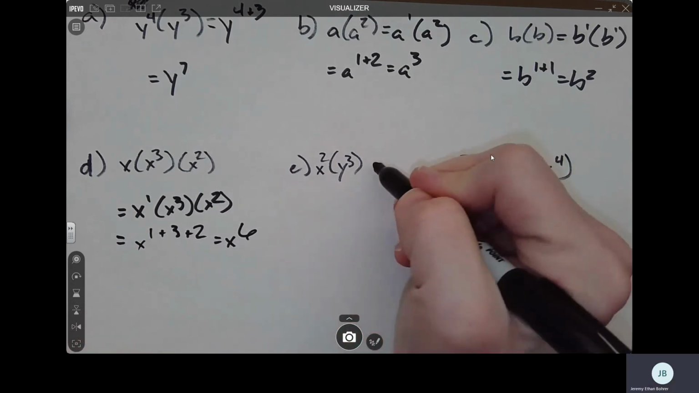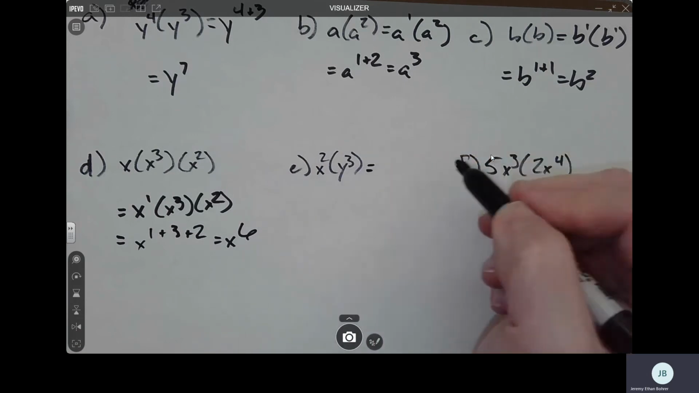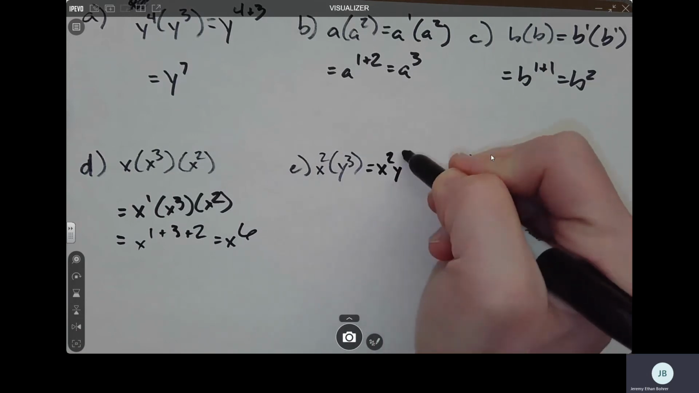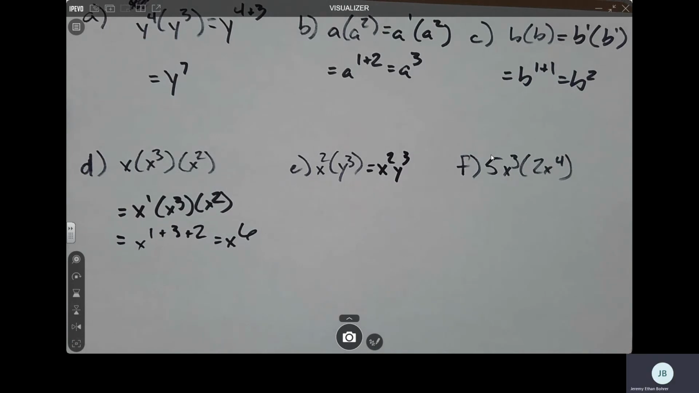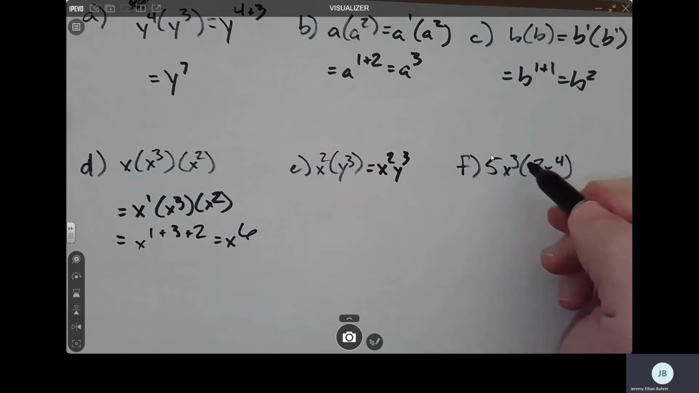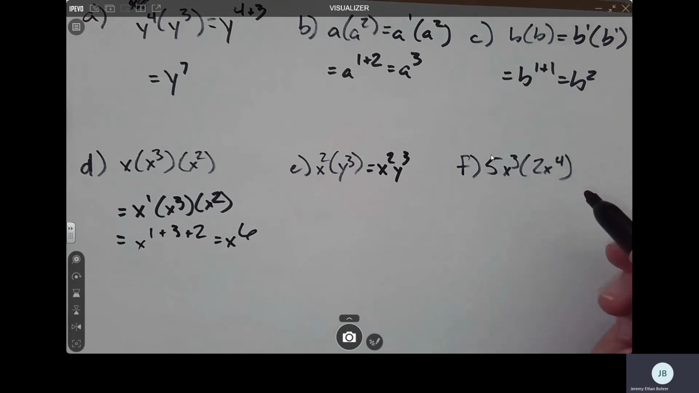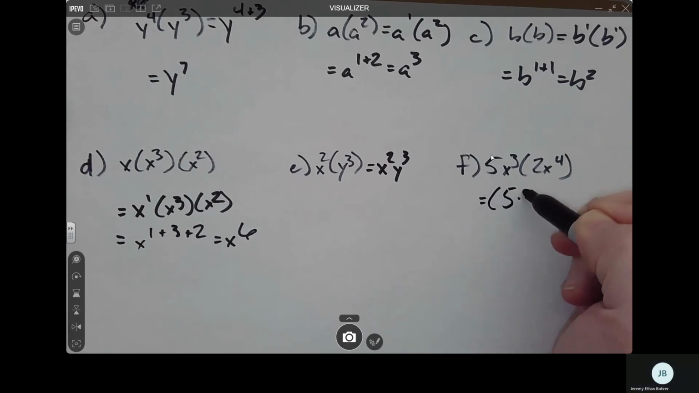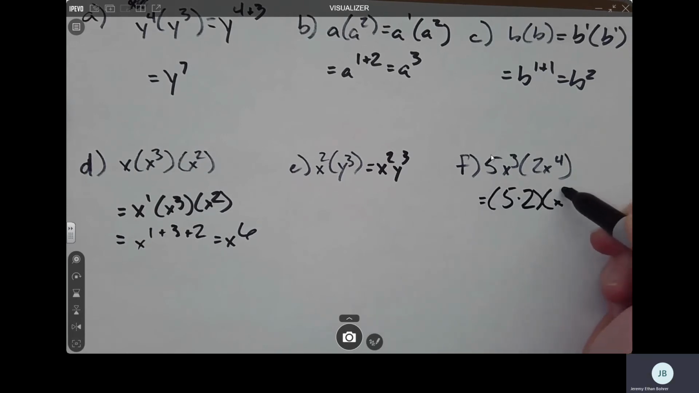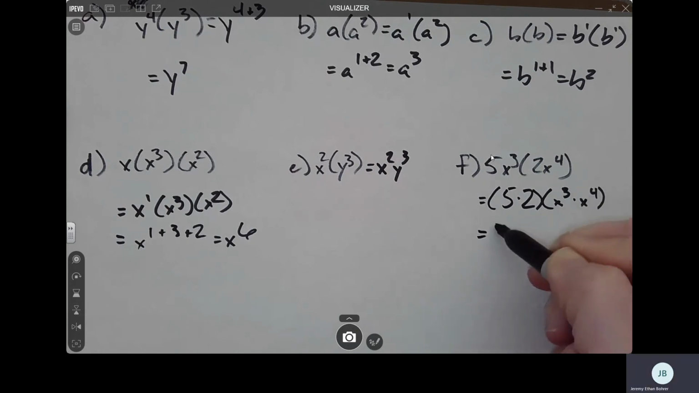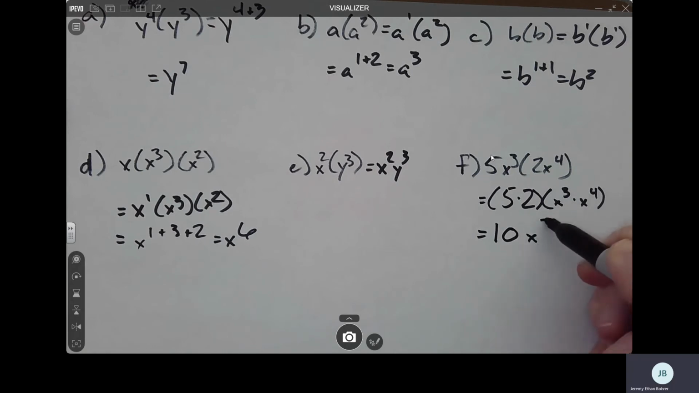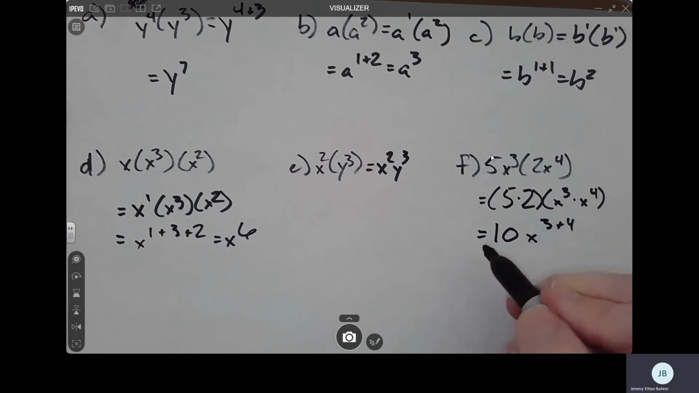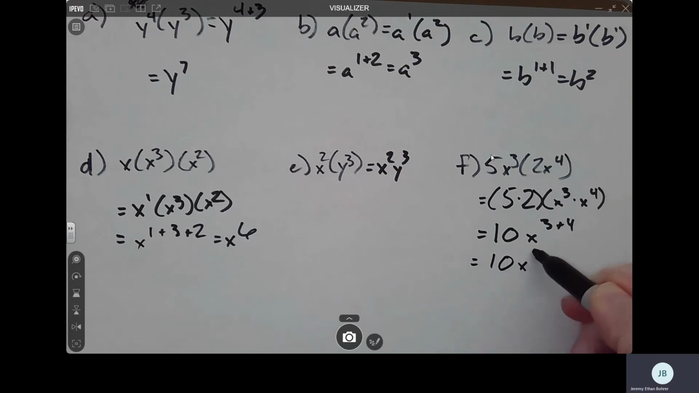For e, we have x squared times y cubed, and that's just x squared y cubed. We can't combine terms with different bases. Finally, we have f, which is 5x cubed times 2x to the fourth. Okay, well, I can multiply my 5 and my 2, and multiply my x cubed times my x to the fourth. So that gives me 10, and then I've got x to the 3 plus 4. So that's 10x to the 7th.